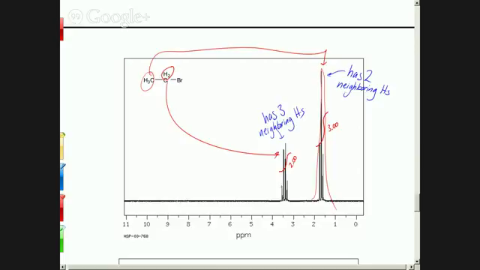Where does the bromine go? This is hydrogen NMR, so we're only looking at hydrogen atoms. We're not looking at carbons, we're not looking at bromine or anything else. We only see signals from the hydrogen atoms.